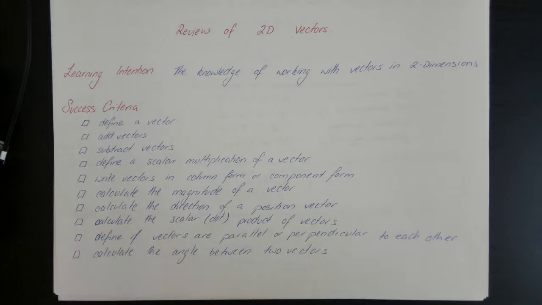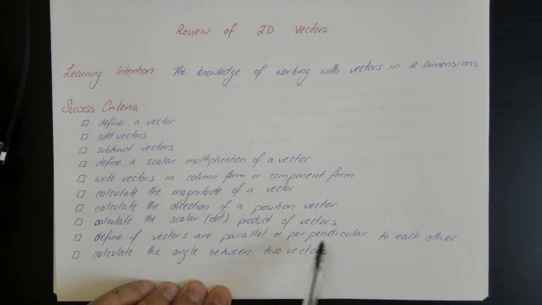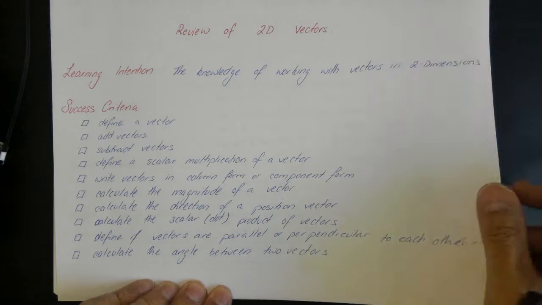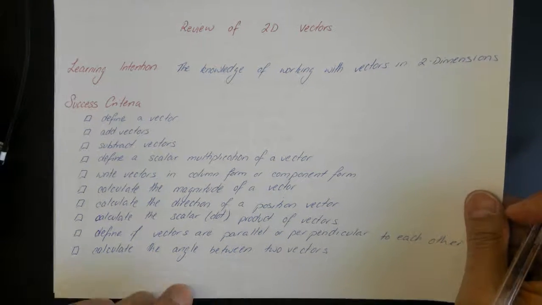what a scalar multiplication of a vector is, write vectors in column form or component form, calculate the magnitude of a vector, calculate the direction of a position vector, calculate the scalar dot product, determine if vectors are parallel or perpendicular, and calculate the angle between the 2 vectors.